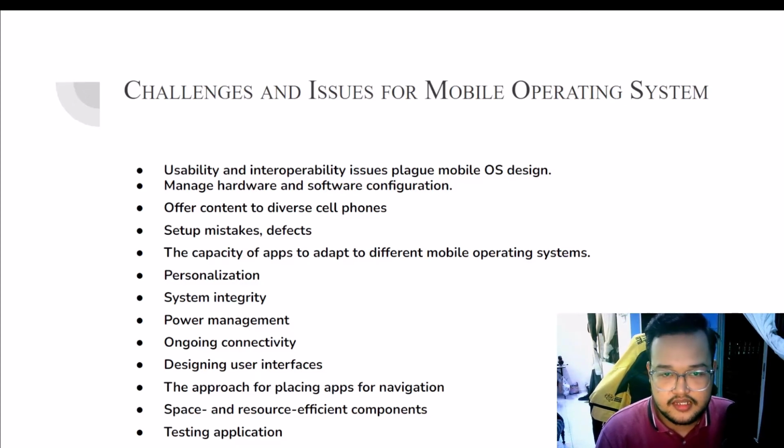Next, I will be presenting the challenges and issues for mobile operating system. As the mobile operating system evolves, there are various issues and challenges that we are facing or will be encountering later. In this part, we are going to discuss the following frequent and fundamental concerns and challenges for mobile operating system. First, usability and interoperability issues plague mobile OS design because of the tiny physical size of the mobile phone form factor, so usability issues are challenging to solve. Platform fragmentation of mobile devices, mobile operating systems and mobile browsers causes interoperability concerns.